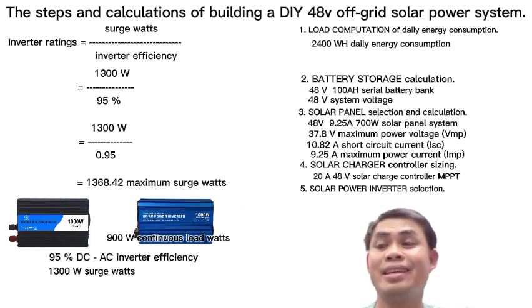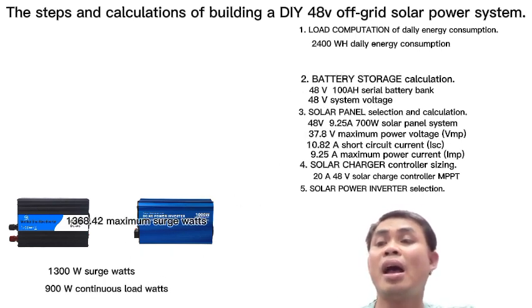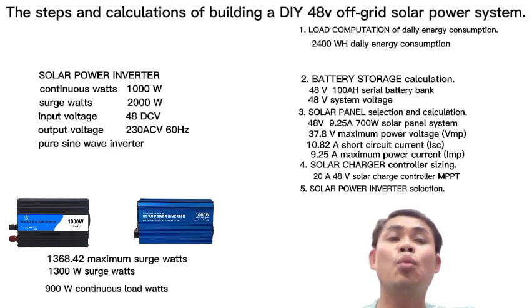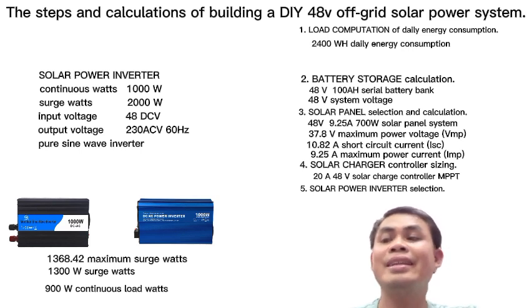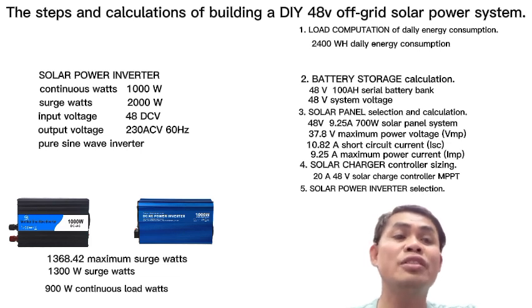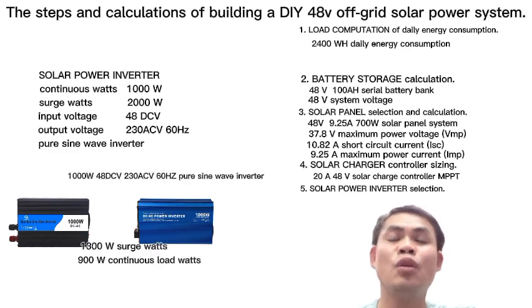So we decided to choose a continuous watts of 1000 watts with a surge watts of 2000 watts. DC input voltage is 48 volts and AC output voltage is 230 volts, 60 Hz. Pure sine wave inverter.